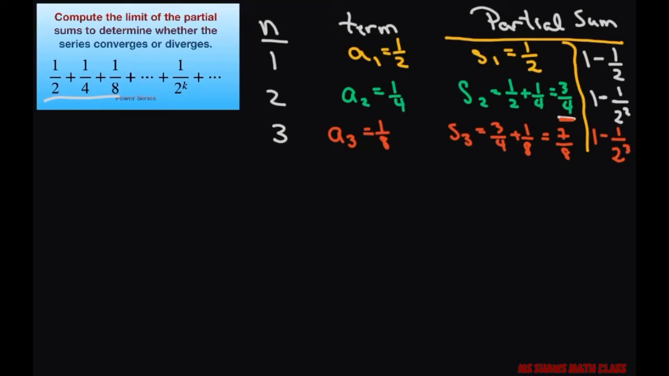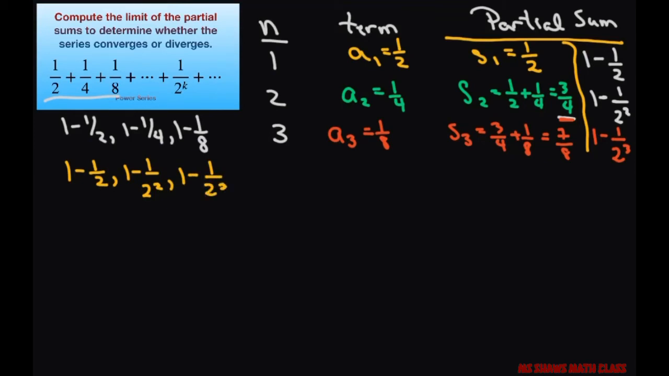So basically we had 1 minus 1/2, 1 minus 1/4, and 1 minus 1/8. And then I just changed this to 1 minus 1 divided by 2, 1 minus 1 divided by 2 squared, 1 minus 1 divided by 2 cubed.